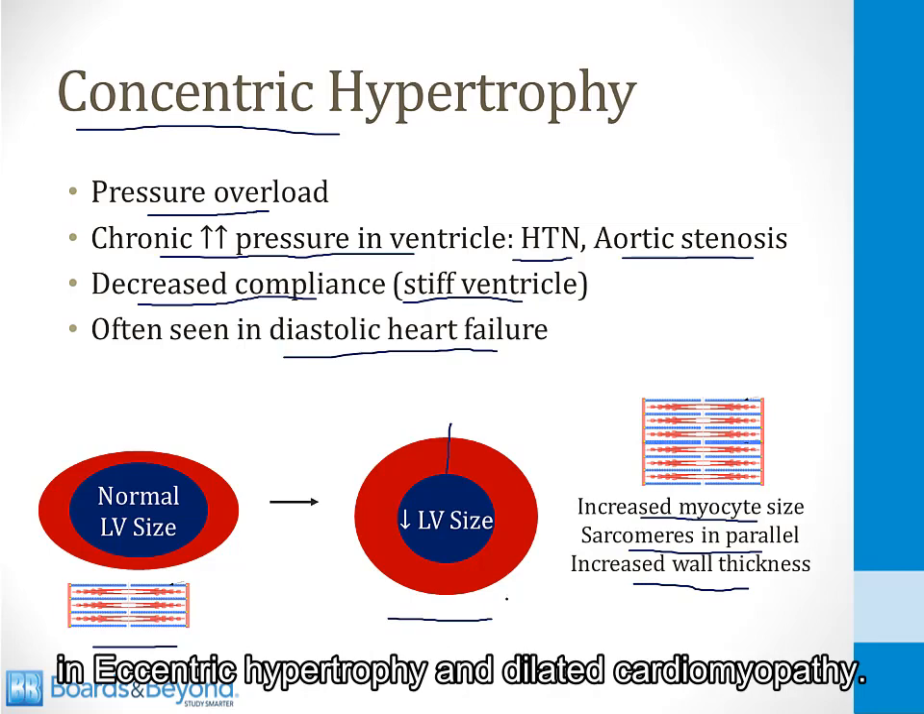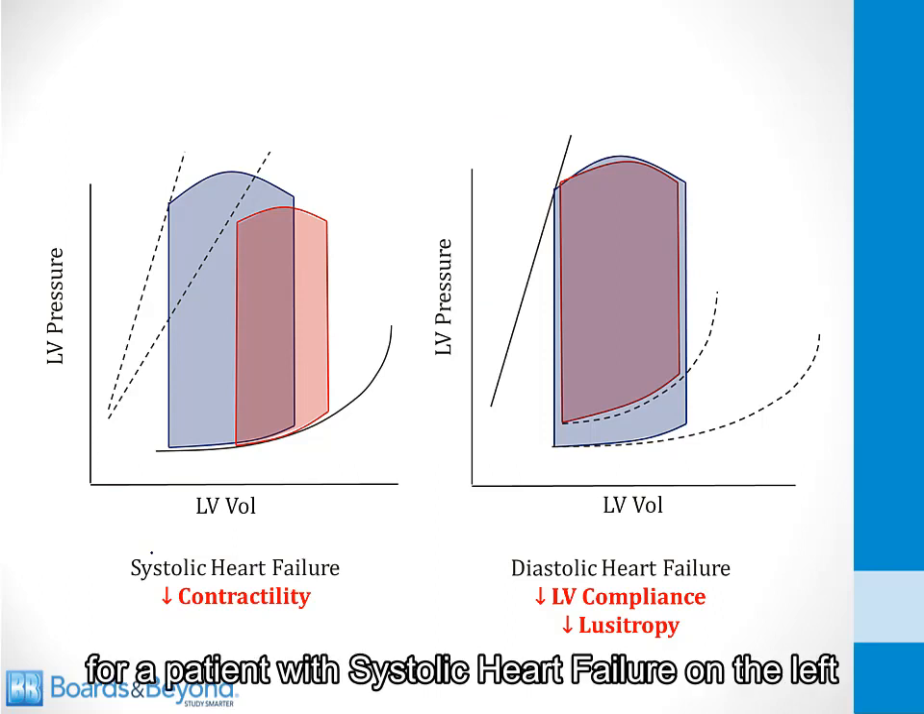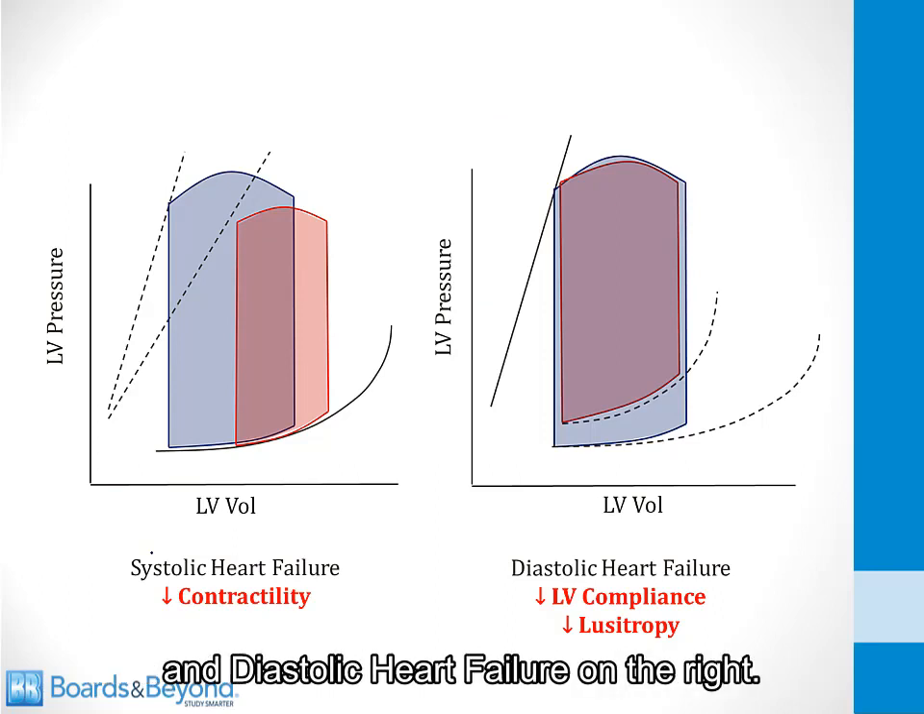Shown on the screen are pressure volume loops for a patient with systolic heart failure on the left and diastolic heart failure on the right.